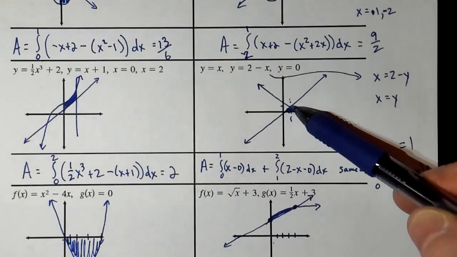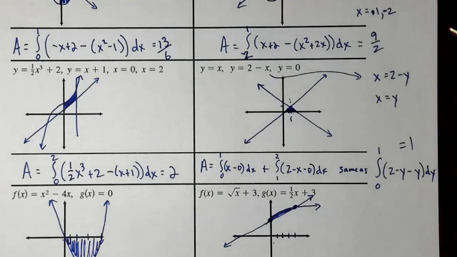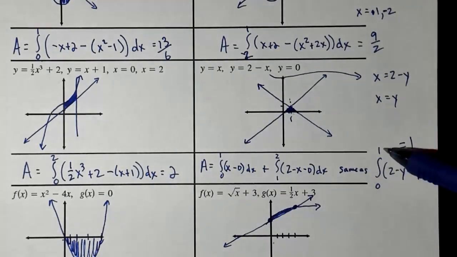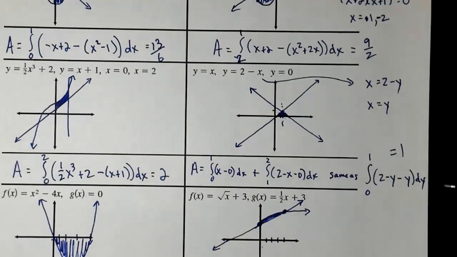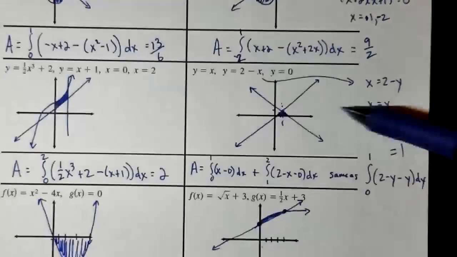You got a base of 2, a height of 1. So 1 times 2 is 2. Cut it in half because it's a triangle. That's 1. So that makes sense. This should be 1.